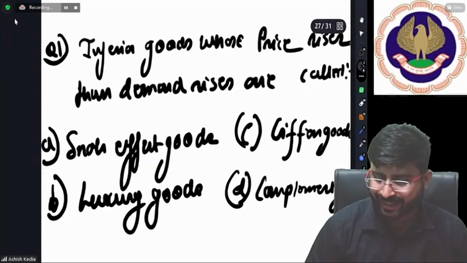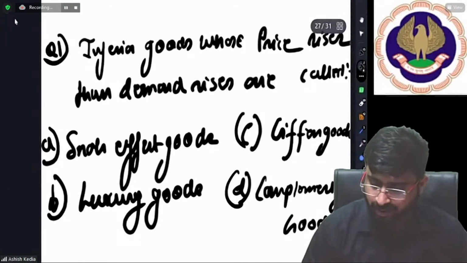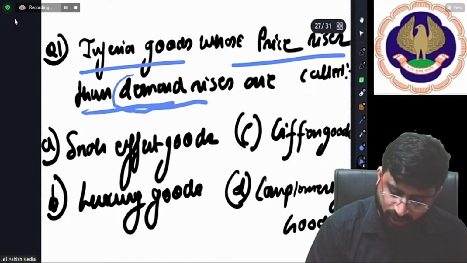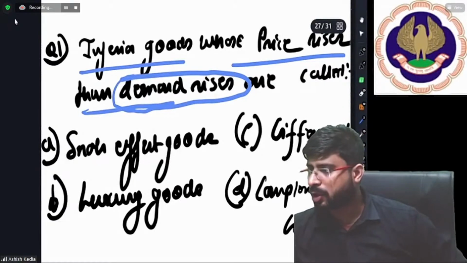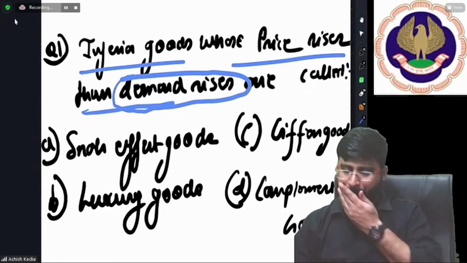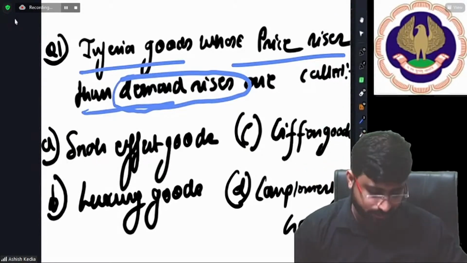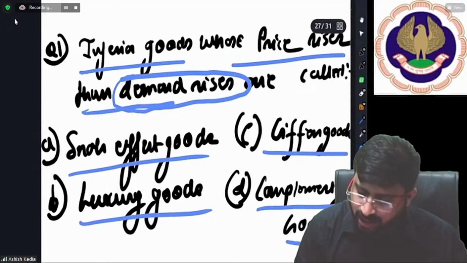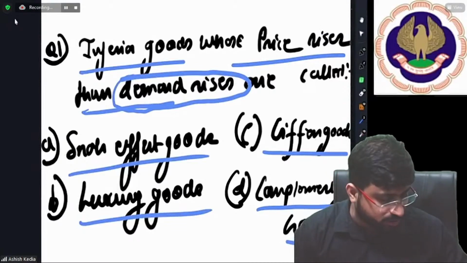What do you think is the correct answer, friends? The question is inferior goods whose price rises. If price rises, then demand will also rise. What do you think is the answer, friends? Think and answer. Come on. A, snob effect. B, luxury. C, Giffen. D, complementary. What do you think is the answer, friends?